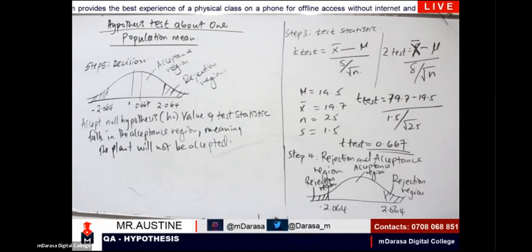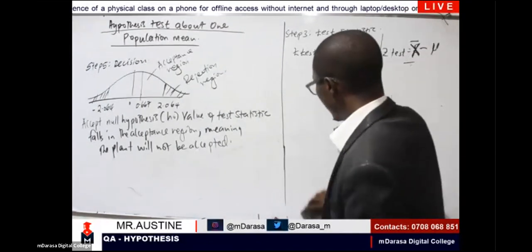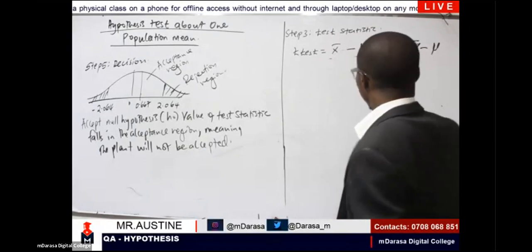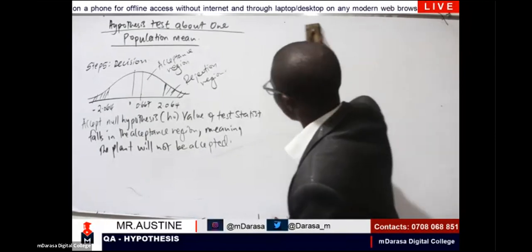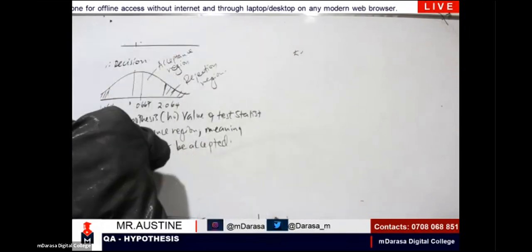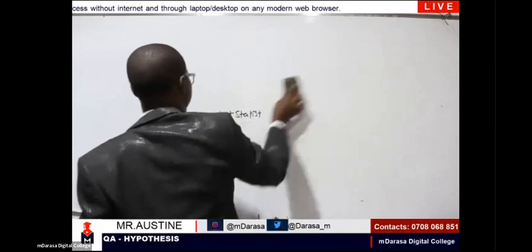So the two examples that I've done show us the hypothesis test about one population mean. So let's go to the next, hypothesis test about two population means. And this one, they always like to examine it. Like in the last sitting, hypothesis test was about 14 marks. You can imagine.